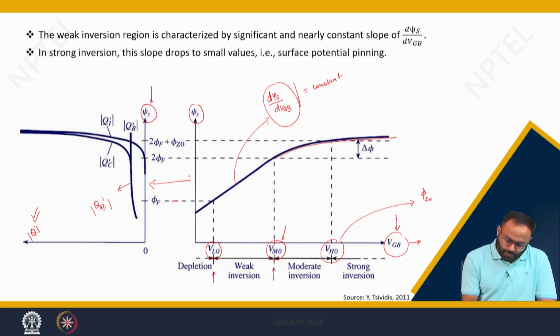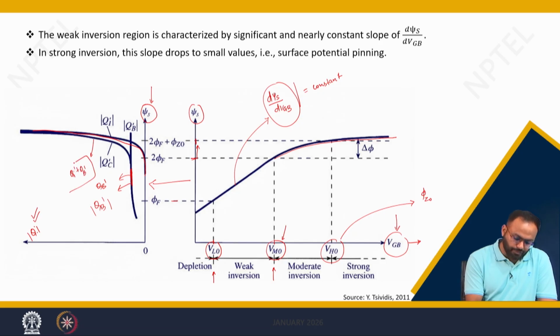As of now, if we see in weak inversion, the charge is much more captured by QB dash, but the moment the surface potential crosses 2 phi f and reaches into the strong inversion, this inversion charge dominates, and hence the total charge can be given by QI dash plus QB dash.